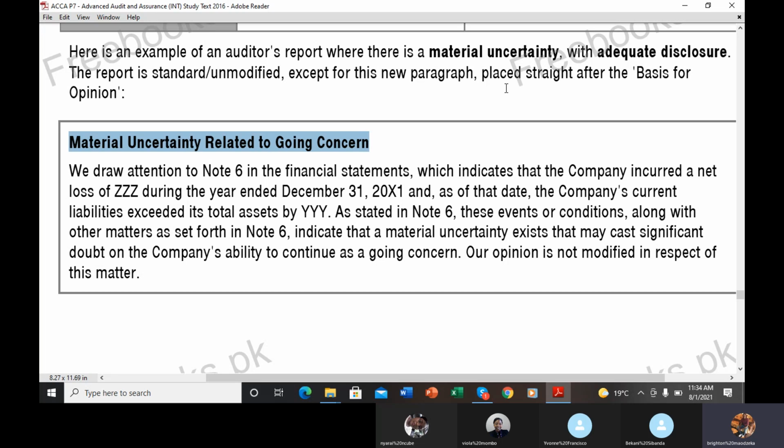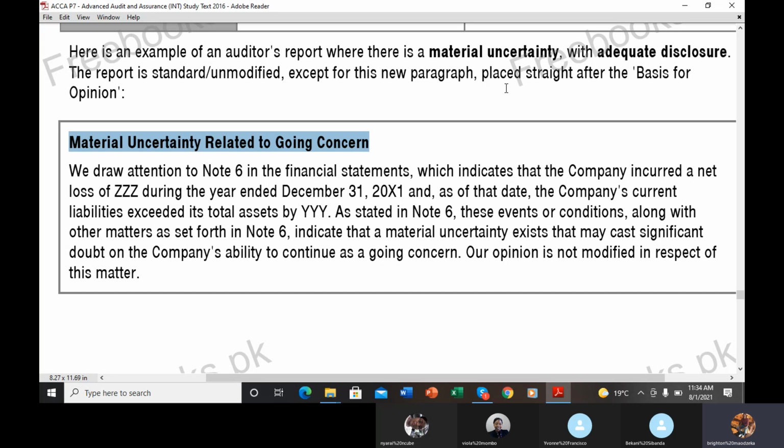So the first thing is to describe the event. The matter should be described, and tell us the opinion. If the management did not assess the going concern, a disclaimer or adverse opinion would be appropriate. Tell us under this heading, material uncertainty relating to going concern. If there's inadequate disclosure, you tell us the kind of modification, you qualify your opinion due to that. So everything will be discussed under this separate heading, material uncertainty relating to going concern.